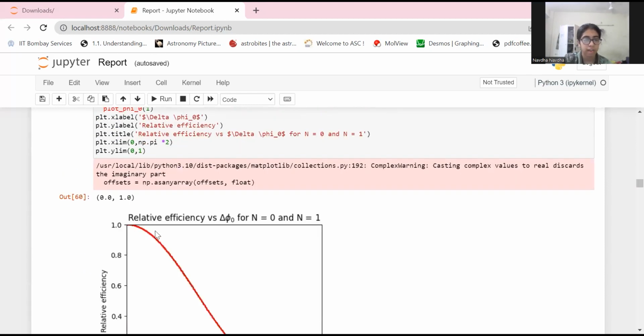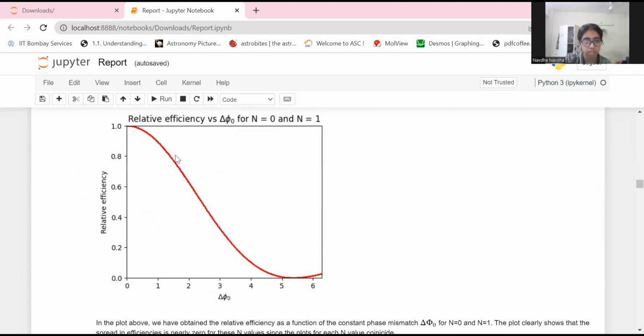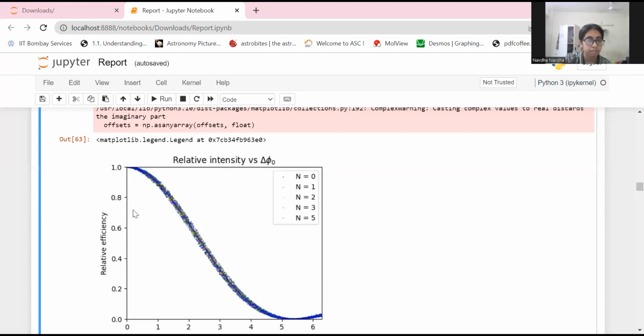Again, as we did for sigma and rho, we do this for the n equal to 0 and n equal to 1 cases. So here, black dots are not even visible, but black is chosen for n equal to 0, and they nearly overlap. So it would be clearer if we just plot all the n values together, relative efficiency for delta phi naught together. So we see here that the spread is considerably larger as compared to the lowest orders. The spread for higher orders is considerably higher than the spread for lower orders.